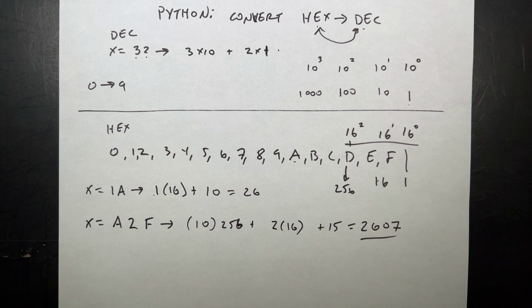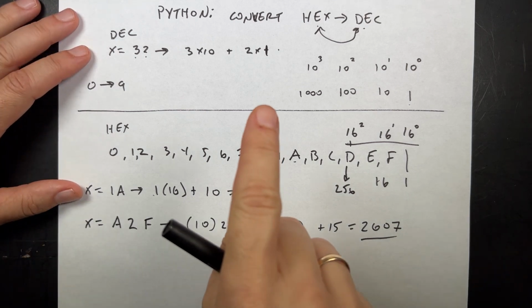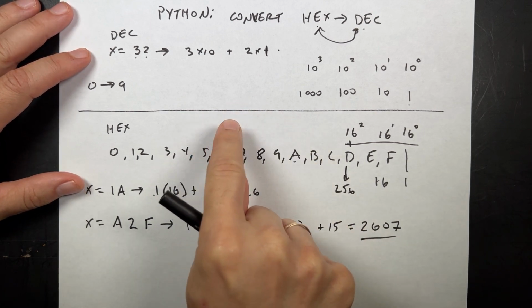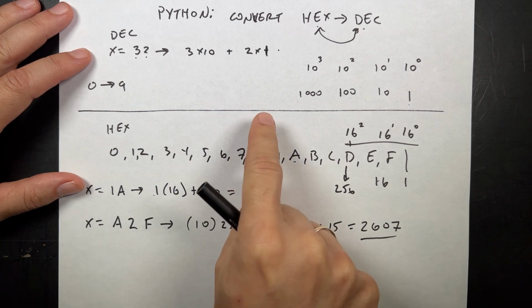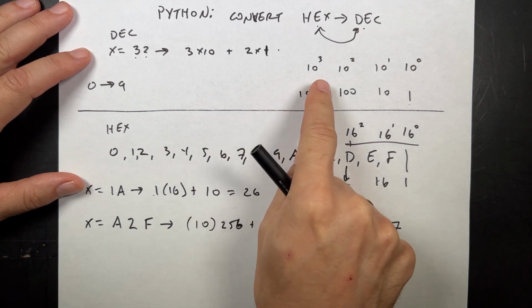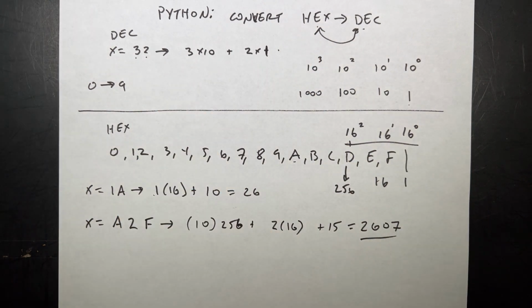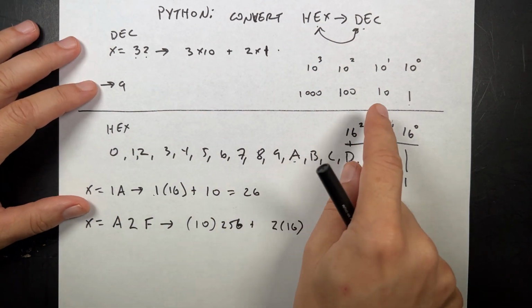I've made a bunch of Python programs. I did a Python from scratch, converting decimal to binary, binary to decimal. Then I did decimal to hexadecimal. Now I want to do decimal to hexadecimal. So just as a super quick review, decimal numbers are base 10.